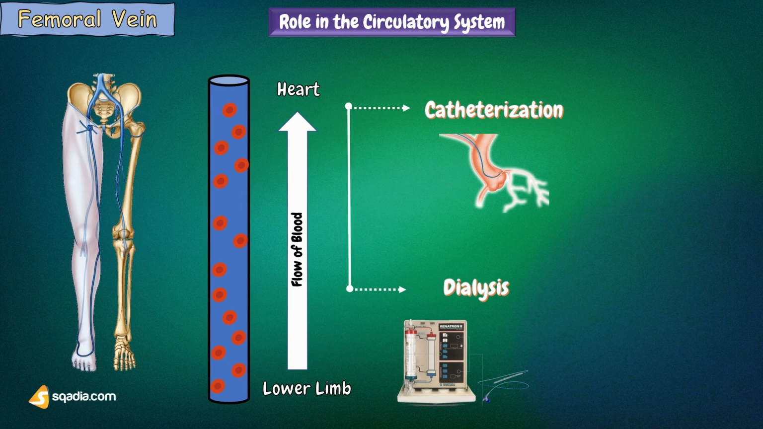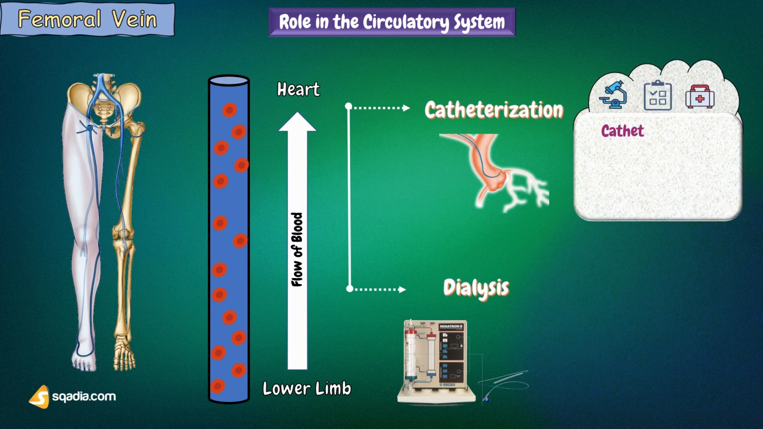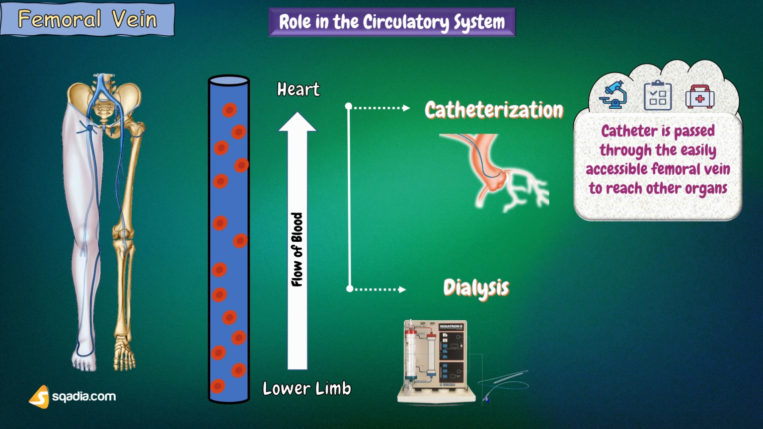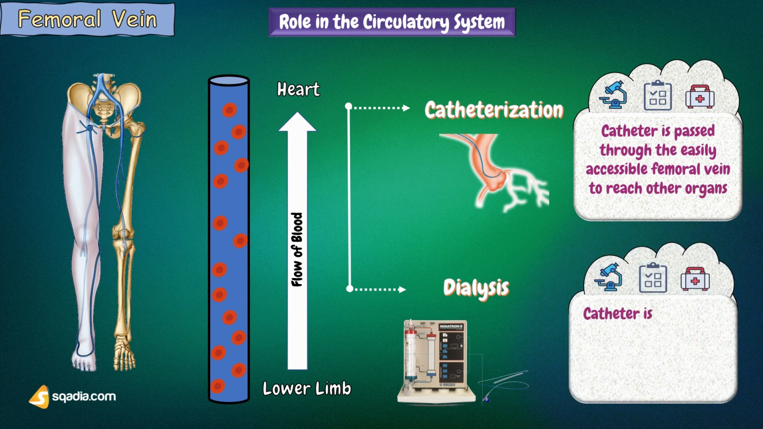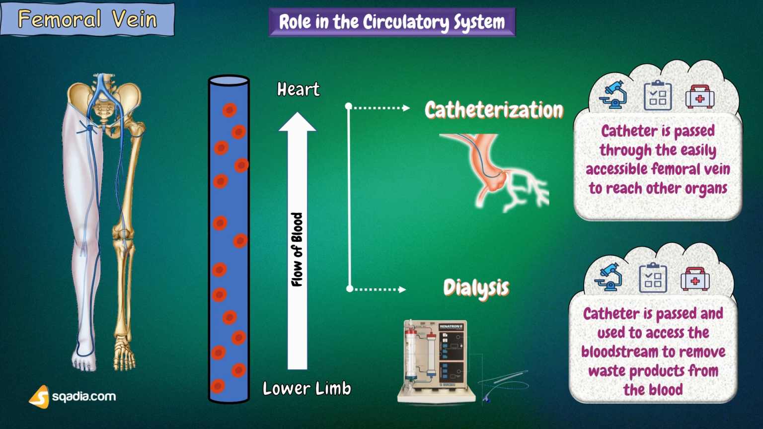In catheterization procedures, a catheter is inserted into the femoral vein and then threaded through the body to reach the heart or other organs. In dialysis, a catheter is inserted into the femoral vein and used to access the bloodstream to remove waste products from the blood.